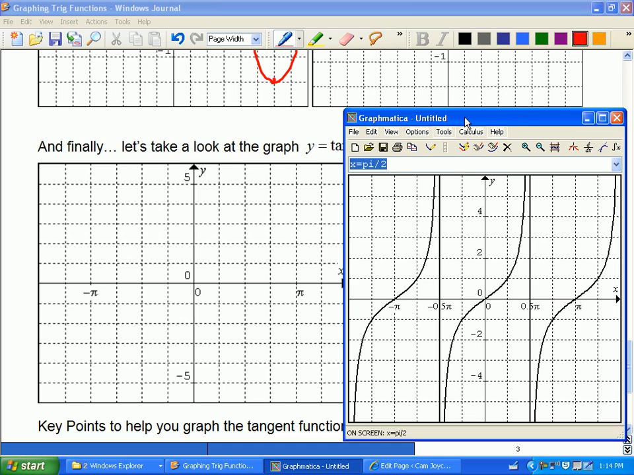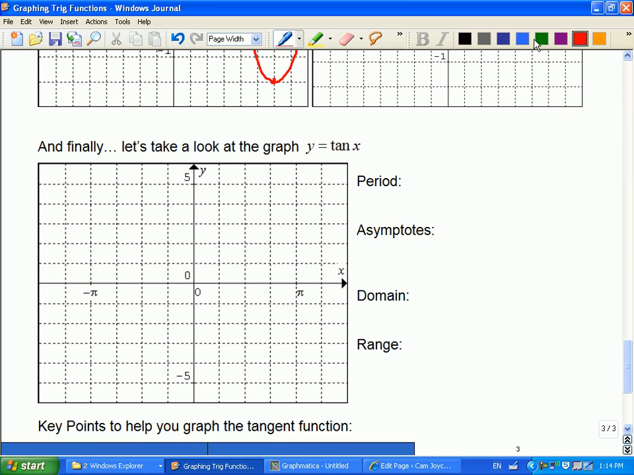So I'm going to try and transfer my picture onto this graph. And I'll start with those asymptotes. So the asymptotes that we had were at negative pi over 2, pi over 2. And they would actually happen again right here.